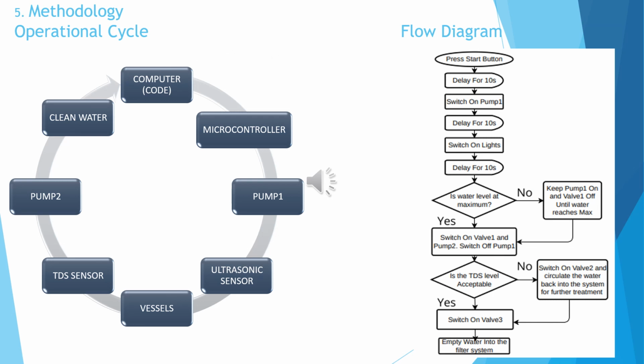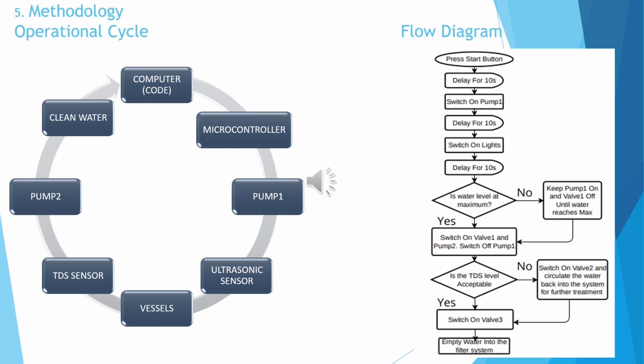So this part of the presentation speaks to the methodology. And here I will be explaining how the operational cycle operates, and we also have our flow diagram. This is simply talking about the main components that make up our system. So here we have our computer. This is where we write the code for our system. Then we load that into the microcontroller.